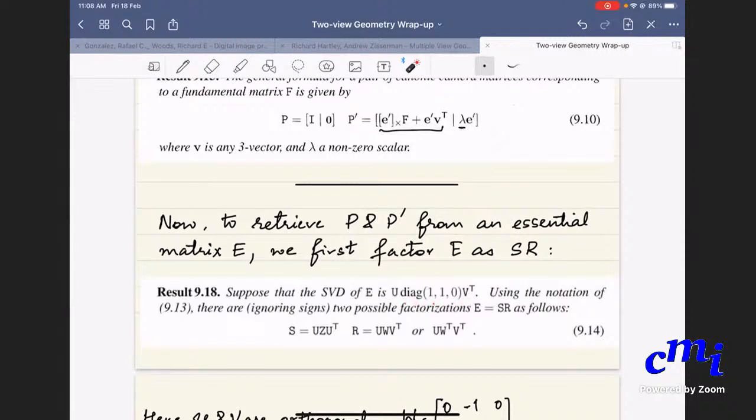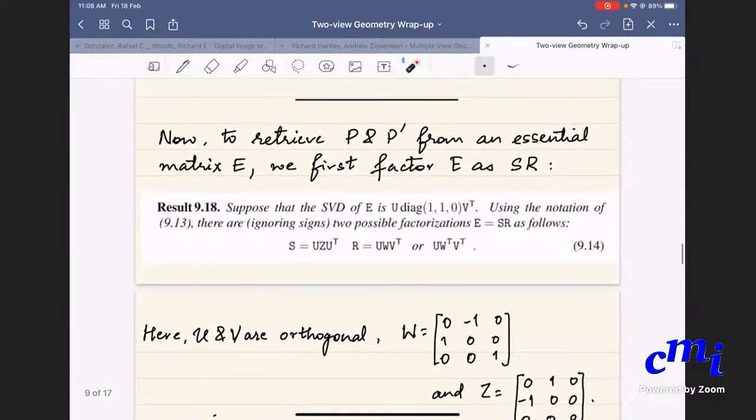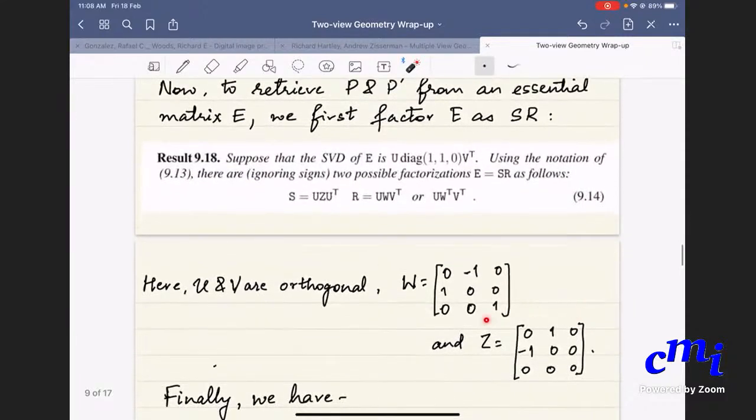Then there are two possible factorizations of E as S times R. S will always be of the form U Z U transpose, where Z is this 3 by 3 matrix. And R could be one of U W V transpose or U W transpose V transpose, where W is this 3 by 3 matrix here.